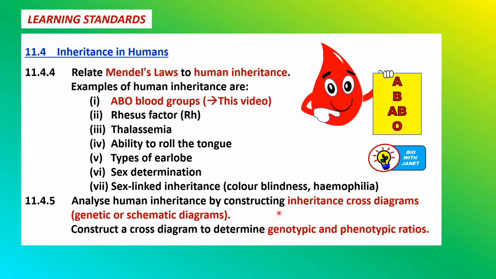syllabus, okay? So actually, inheritance cross diagrams are the genetic or schematic diagrams that we have drawn earlier on for monohybrid inheritance, okay? Something that is similar to the diagrams for monohybrid inheritance. Next, we should be able to construct a cross diagram to determine genotypic and phenotypic ratios. So we'll be discussing some questions related to blood groups and to the inheritance of blood groups, and then we will find out how to determine the genotypic and phenotypic ratios after drawing the genetic or schematic diagrams.